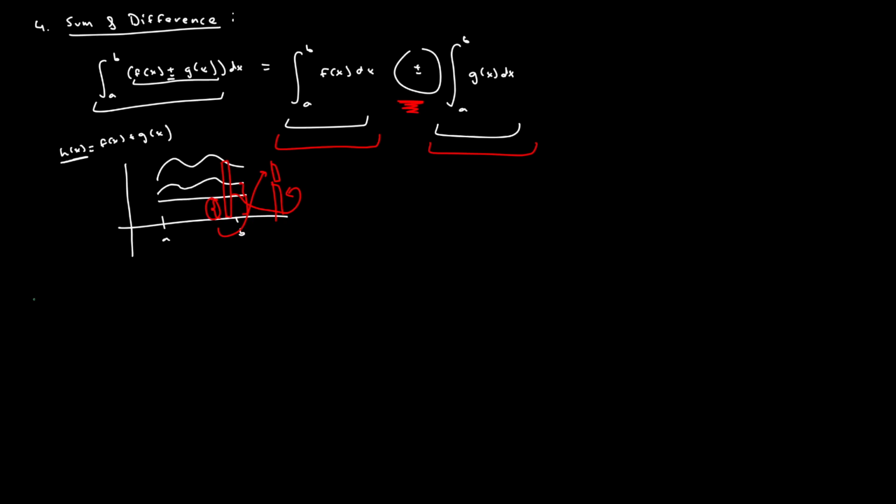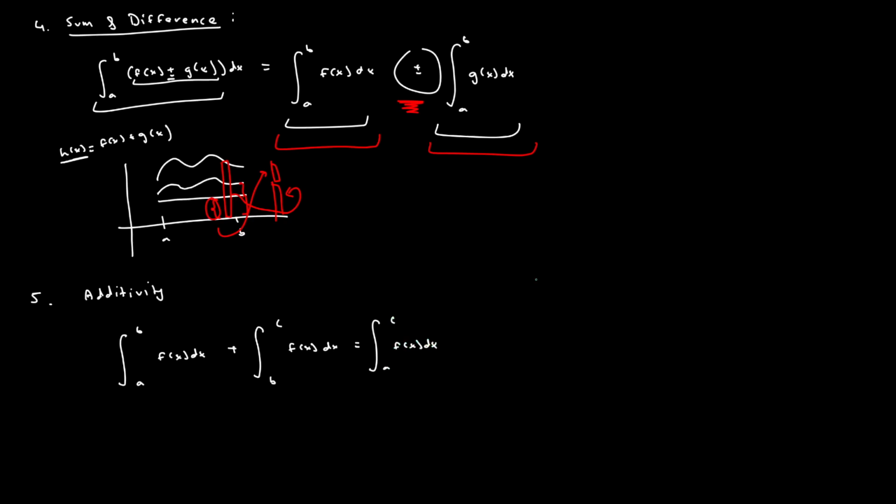The next property kind of flows from the previous property, and I should probably name the property. So the next property is called additivity. And this one says that the integral from a to b of f of x dx plus the integral from b to c of f of x dx is simply equal to the integral from a to c of f of x dx, right?